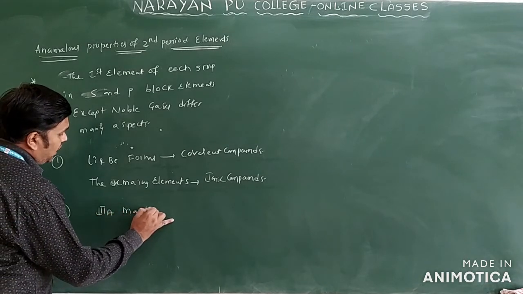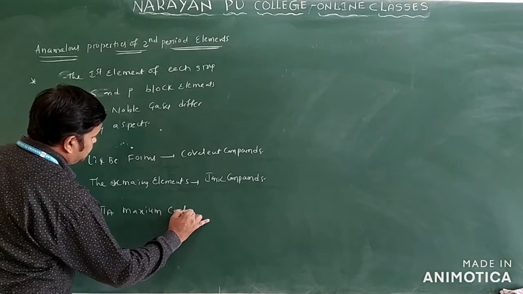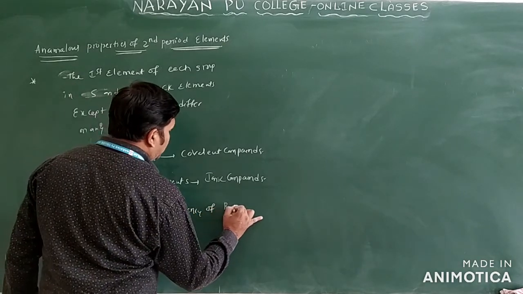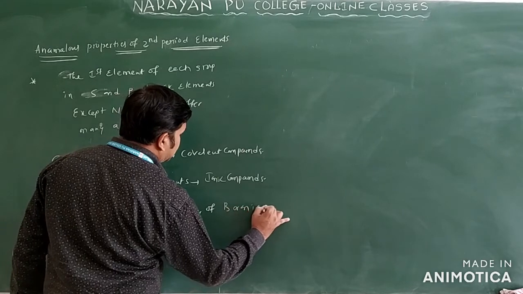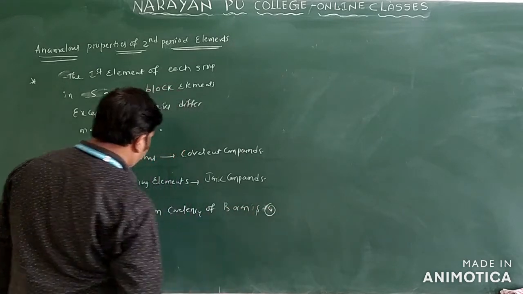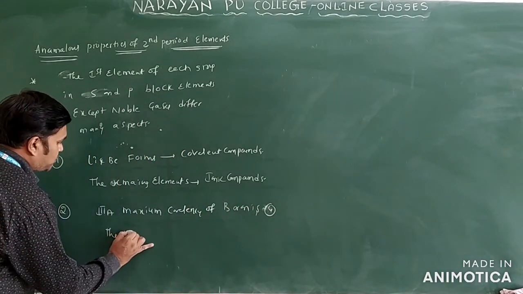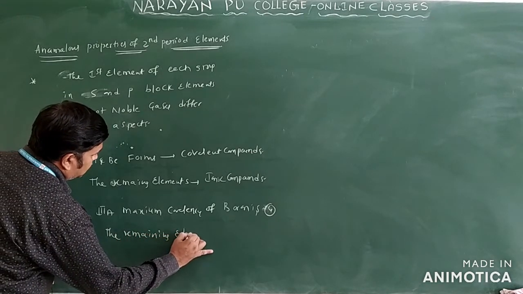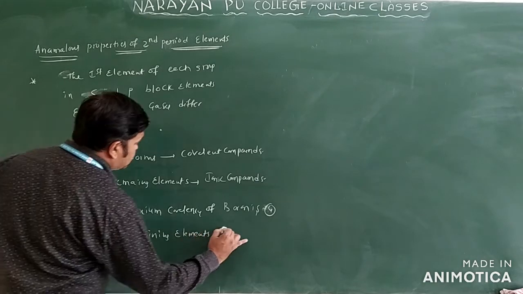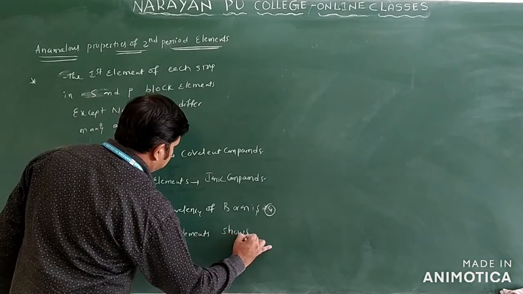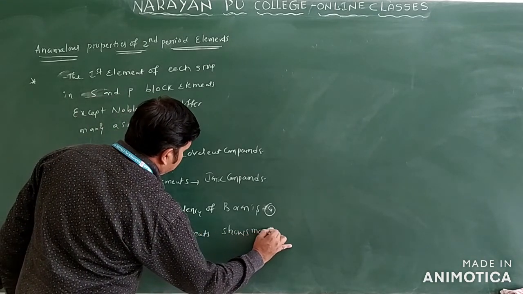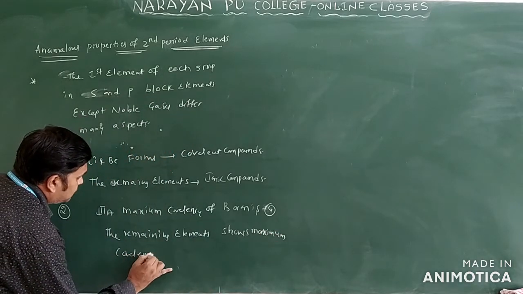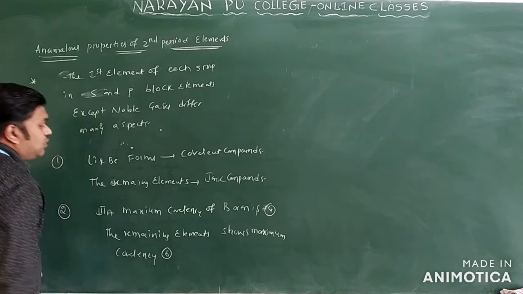maximum covalency of boron is how much? 4 only. The remaining elements show maximum covalency of how much? 6 only. Maximum covalency is 6 only.